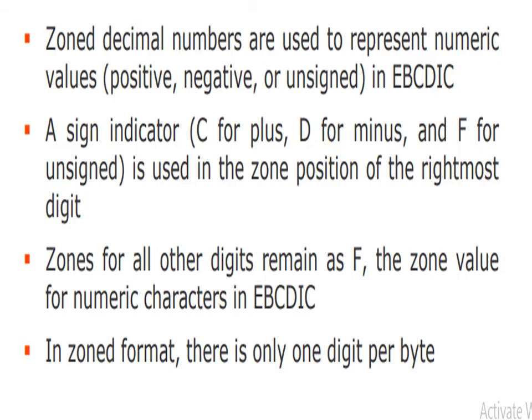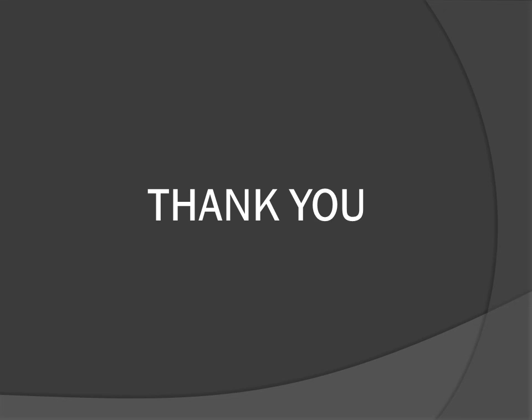Zoned decimal numbers are used to represent numeric values, that is, positive, negative or unsigned values, in EBCDIC coding. A sign indicator is used in the zone position of the rightmost digit. The zones for all other digits remain as F, the zone value for numeric characters in EBCDIC. In zoned format, there is only one digit per byte. Thank you.